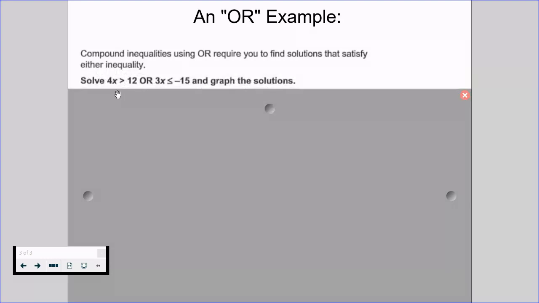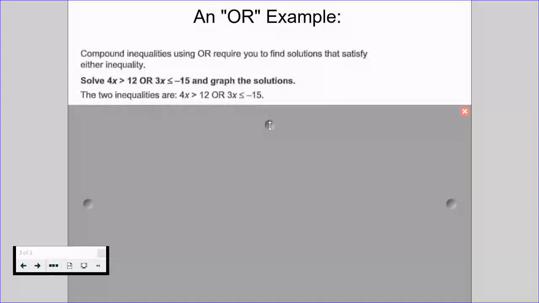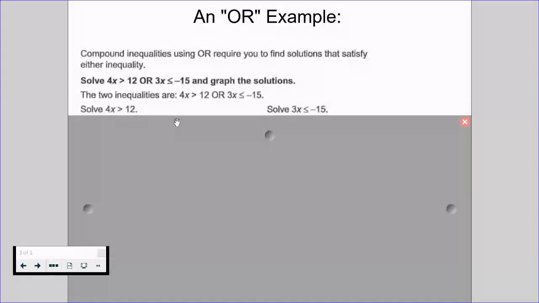Let's say we have 4x is greater than 12 or 3x is less than or equal to -15. What we're saying here is that there isn't going to be a solution for both of these at the exact same time, simultaneously and overlapped. It's either going to be going to the left or it's going to be going to the right. There will be no overlapping. So since there are two inequalities, we're going to separate them. So we have 4x is greater than 12 and 3x is less than or equal to -15.